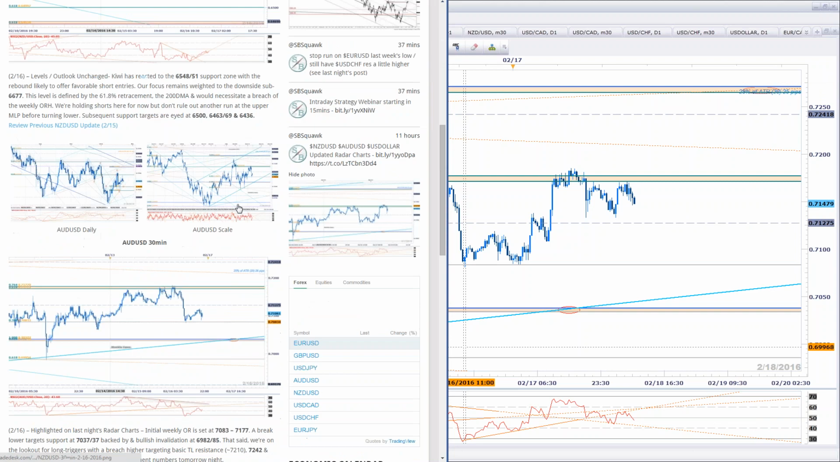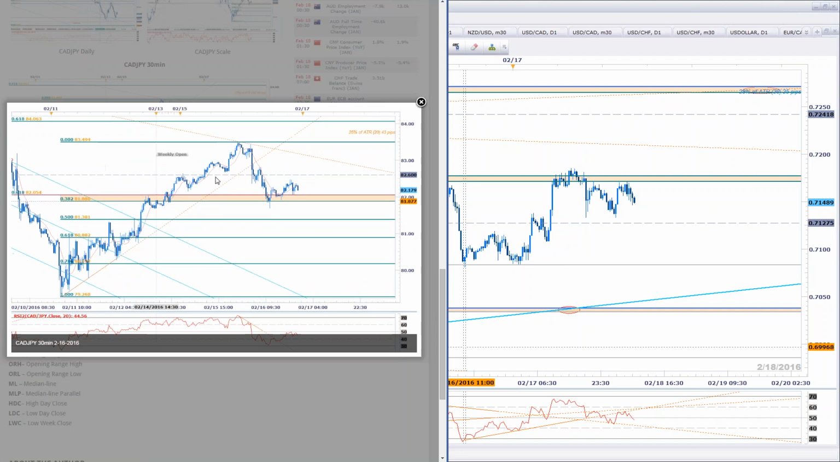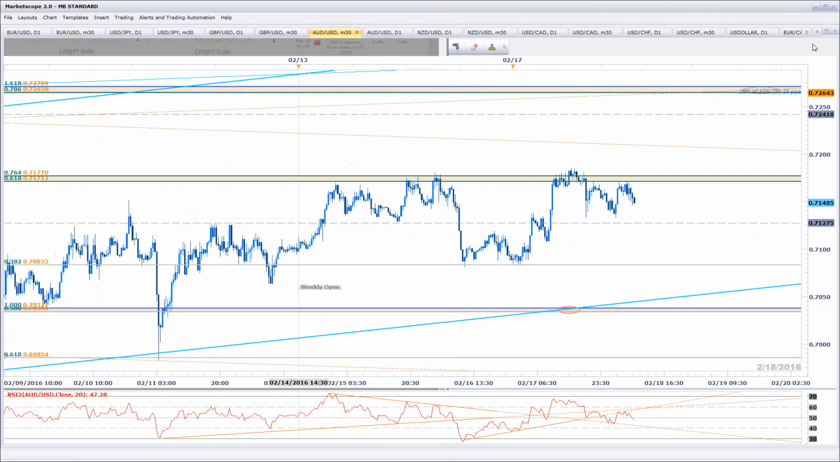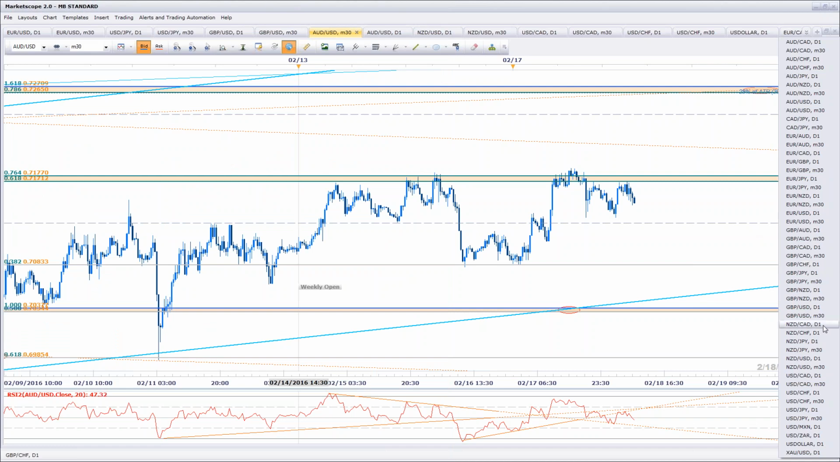So here's what the CAD yen update looked like. We were looking for a break of the opening range for the week at 83.50. Key support at 81.88, which was a 38.2, but the actual open of the week was just below that. You saw that tag. Long story short, we're still holding this primary range for CAD yen. We'll be looking for a break of that.